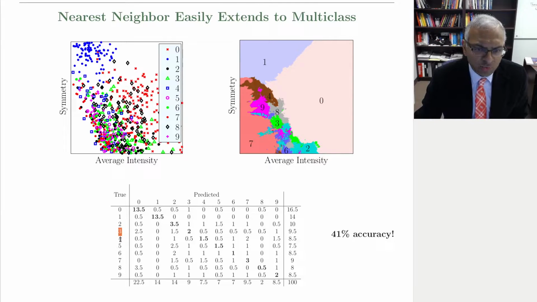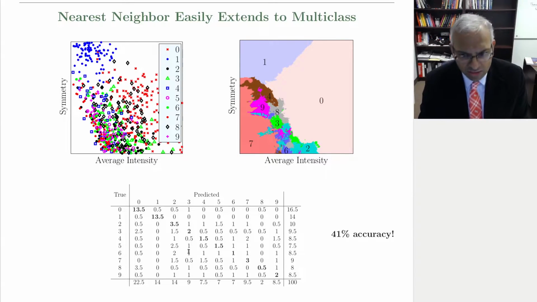Here's an interesting one, the 4. The 4 is also quite low in accuracy, and many of these 4s are classified as 9s. And you can see why. Look at the 9 versus the 4. They look very similar. So the nearest neighbor algorithm with respect to symmetry and intensity is going to make a mistake between 4 and 9. So this confusion matrix tells you what's classified as what. In other words, where is the confusion occurring? And sometimes you can look at the confusion matrix in sample and try to improve the algorithm.